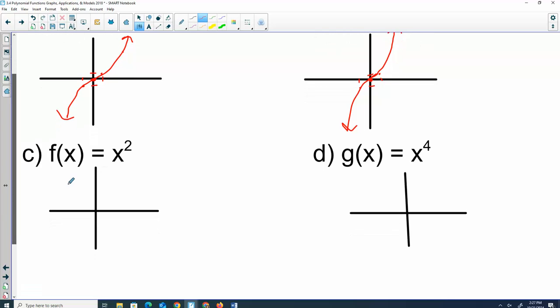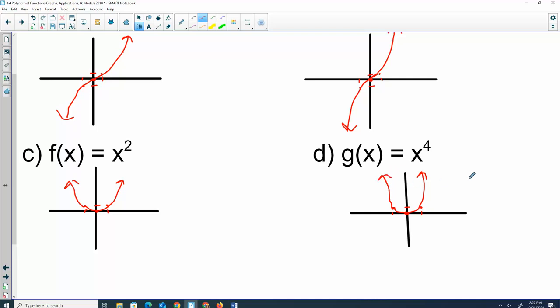What's x squared look like? Parabola. What's x to the fourth look like? Yeah. So again, we have the same points if we put in 0, 1, and -1. But if we put in like a 2, 2 squared is only 4, whereas 2 to the fourth is 16. So it's steeper.